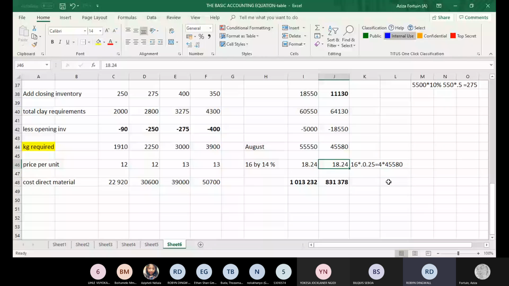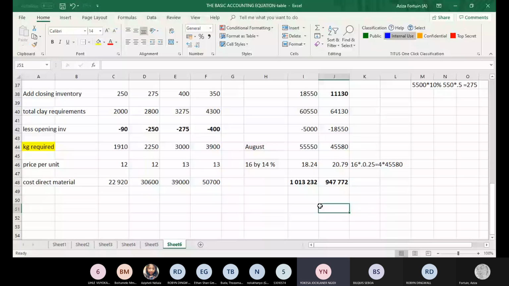But is it not also 16 rand that increased by 14% for that month? Yes, but it increased by 14% per month. Oh, by 14% per month. Okay. So you're going to get something like 20 rand 79. That's what I got. It's just times it by 45,580, 947,772, something like that. Yes. Easy.